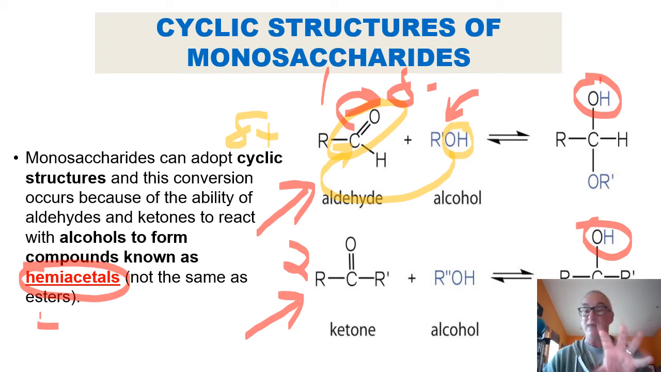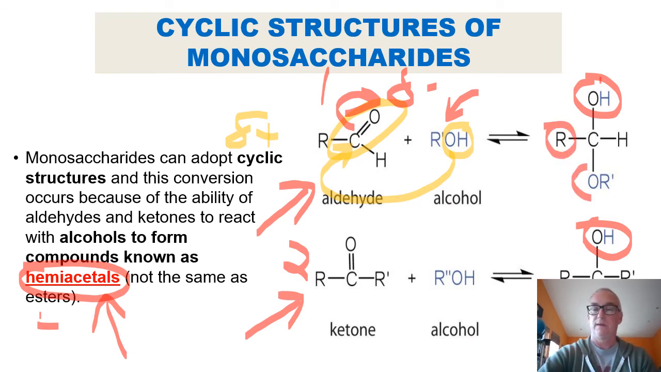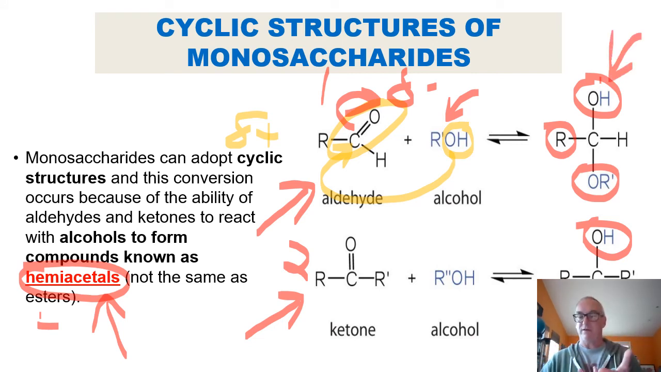So we get rid of the double bonded oxygen. With an ester, we still have the double bonded oxygen. With a hemiacetal, that double bonded carbon is gone. And so basically, you're left with one R group, another R group through a carbon with a hydroxyl group on it. And we call that particular arrangement a hemiacetal.